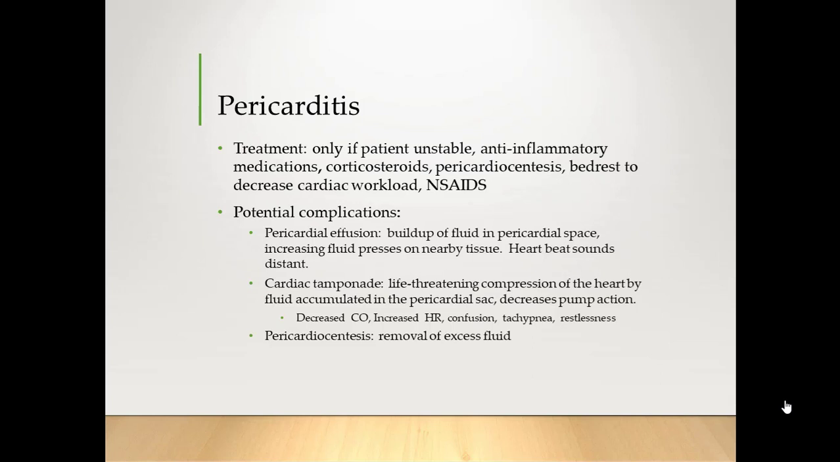And then obviously NSAIDs. He must be barking at a squirrel or something. Are you done?